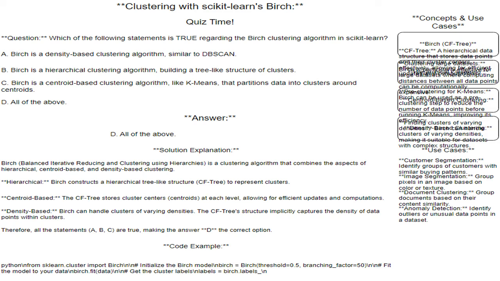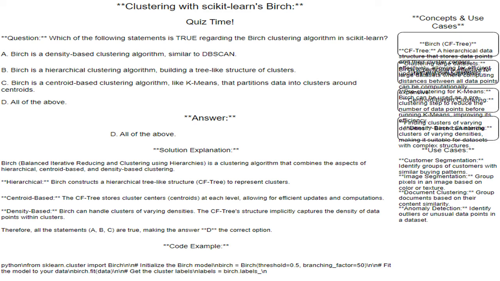Centroid-based clustering: a clustering technique that partitions data into clusters around centroids, which represent the average or central point of each cluster. Image segmentation: group pixels in an image based on their color or texture characteristics. This can be useful for tasks such as object recognition and image analysis. Anomaly detection: identify outliers or unusual data points in a dataset by analyzing their distance from cluster centroids.